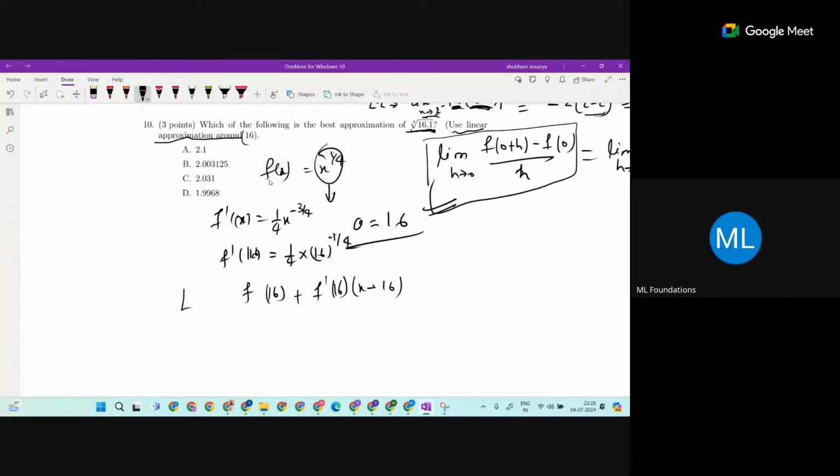So what is going to be the value? This is a function, right? Linear approximation is a function. So what will we substitute in this function? It is asking for the 0.1 value, but in place of x, we have to substitute 16.1 because it is around 16. So 16.1 minus 16 is 0.1. Even if you substitute 16.1, it will come there.